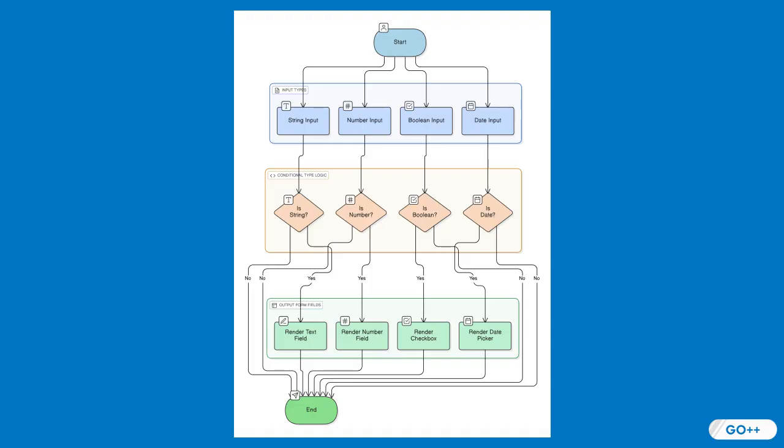Let's delve into the theory behind TypeScript's conditional types. At their core, conditional types allow developers to choose between two types based on a condition. The syntax looks like this: type SomeType = T extends Condition ? TrueType : FalseType. This is similar to an if-else statement, but for types.